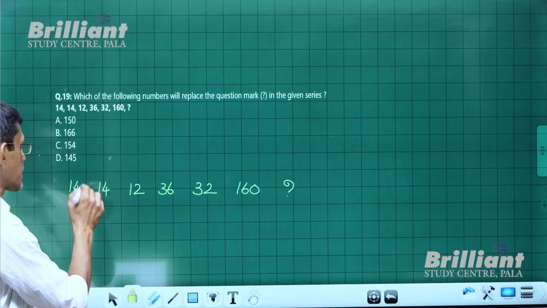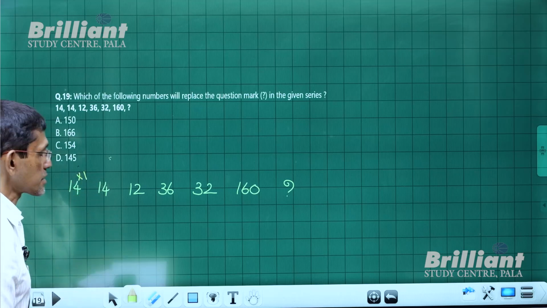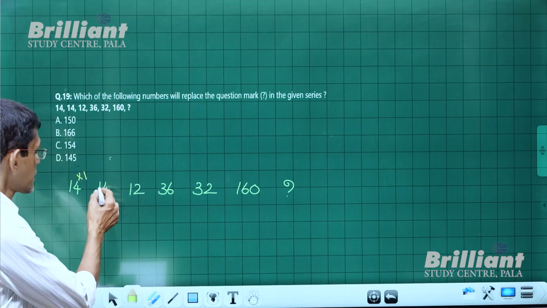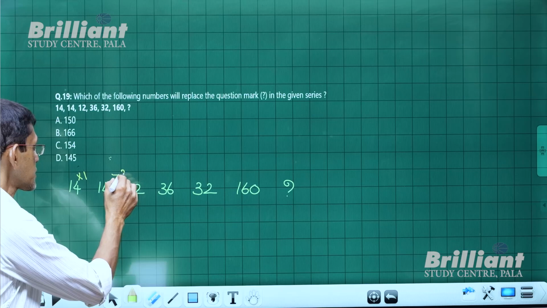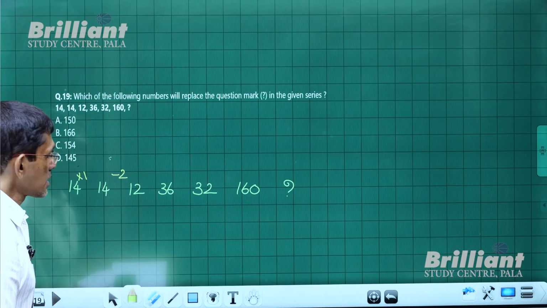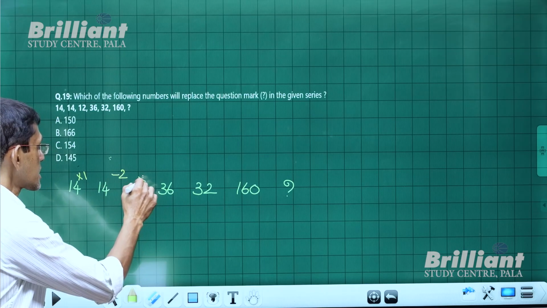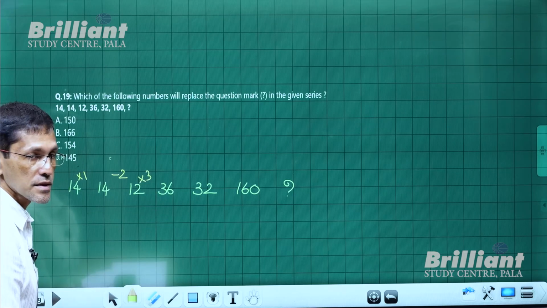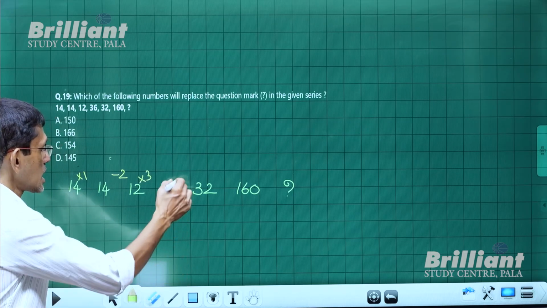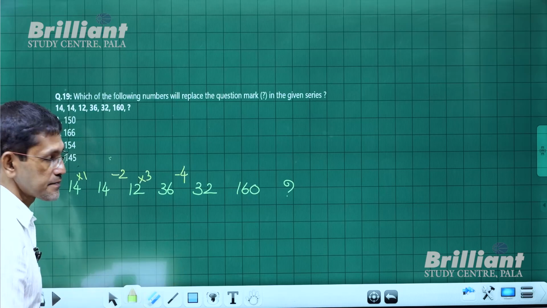So here it is. 14 into 1 is 14, right? Then 14 minus 2 is 12. Now 12 into 3 is 36. So 36 minus 4 is 32.